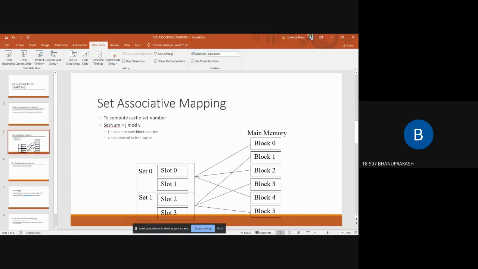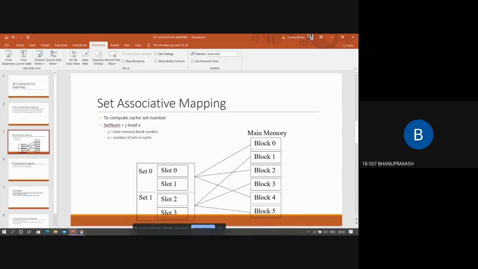Set associative mapping computes the cache set number. So how should we compute the cache set number? What is the cache set number? For example, if the memory has blocks 0 to 5, where should we place these blocks in the cache memory? That's where the cache set number plays a role. To find the cache set number, we have the formula J mod B, where J is the main memory block number and B is the number of sets in the cache.